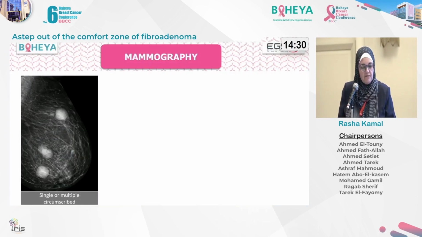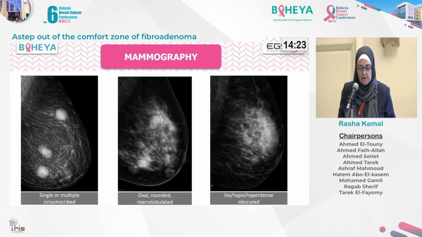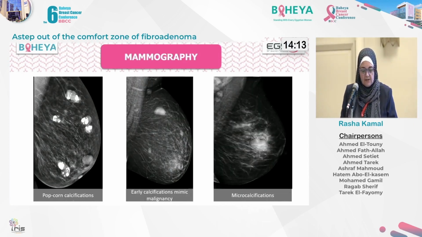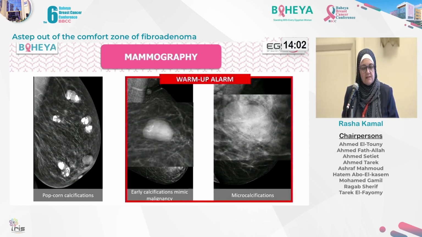On a mammogram, fibroadenomas are either single or multiple circumscribed masses. They are oval, rounded, or macrolobulated, and they appear iso, hypo, or hyperdense to the surrounding breast parenchyma. When fibroadenomas age, they develop the typical popcorn calcifications, but we always have to remember that any macrocalcification was one day a microcalcification. And this is our first warm-up alarming sign when we see microcalcifications within a fibroadenoma.